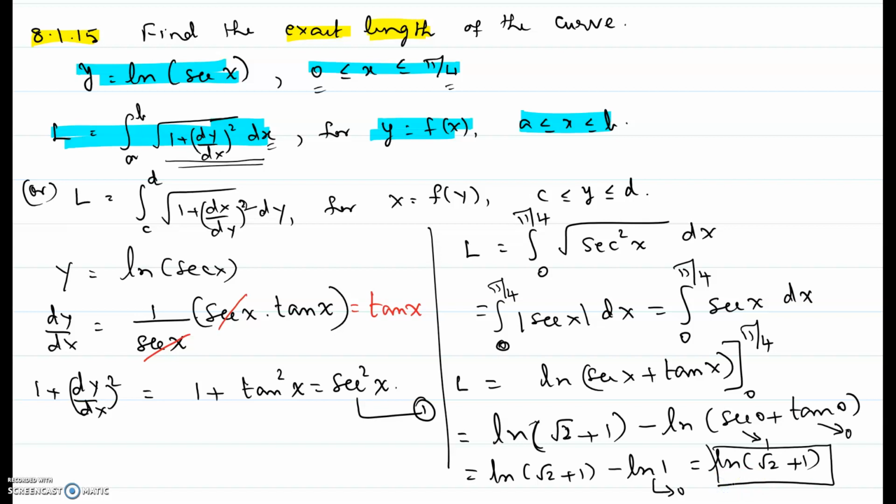So here, whenever you find the exact length of a curve, keep in mind you have two formulas. You would use the first formula when y is explicitly given as a function of x and you know the bounds for x. You would use the second formula whenever x is a function of y and you know the bounds for y. Hope this video helps.